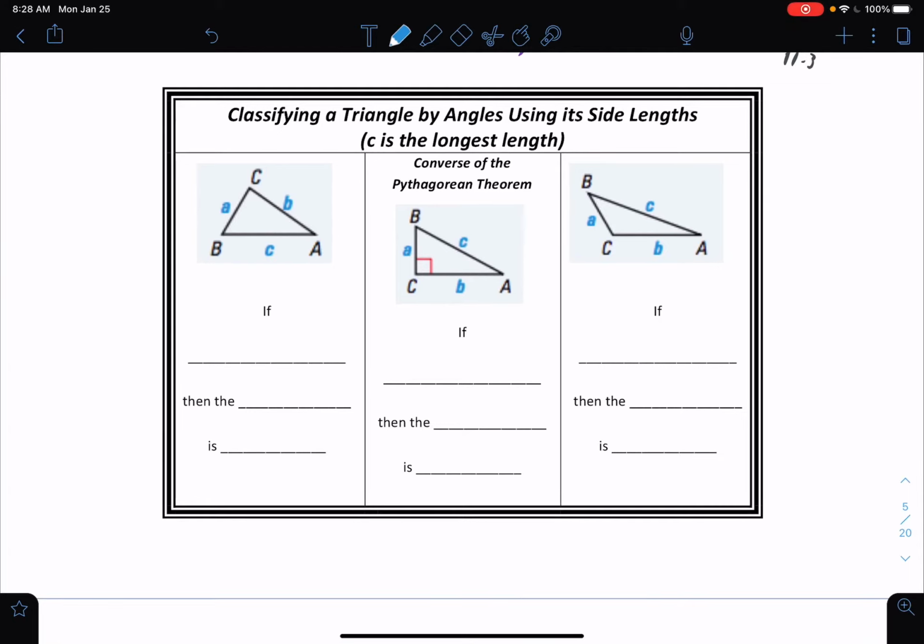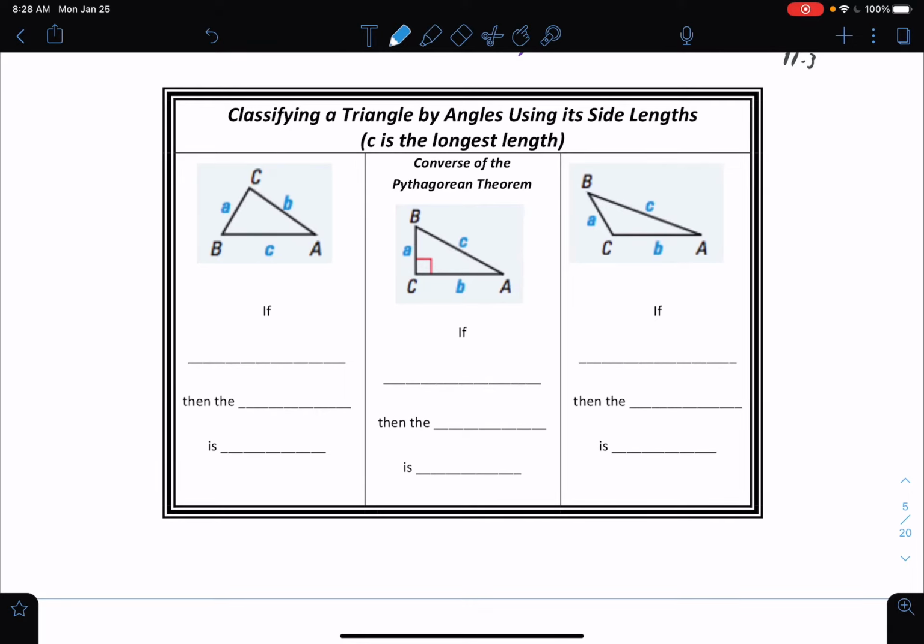In this video, we'll be classifying a triangle by angles using its side lengths. Remember, the angles could be acute, obtuse, or right. Let's start with the middle column, because that's the one we're most familiar with. This is the converse of the Pythagorean theorem.